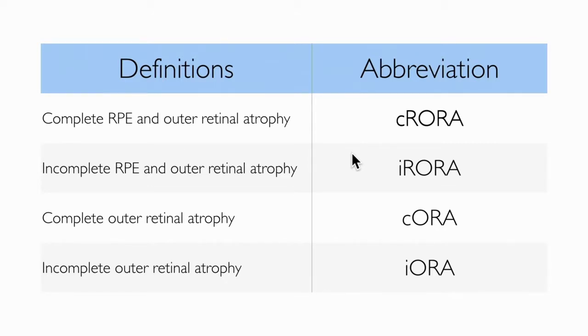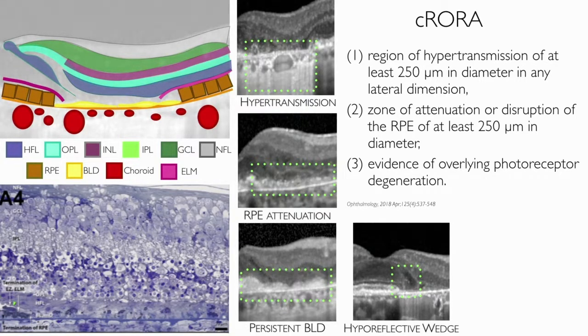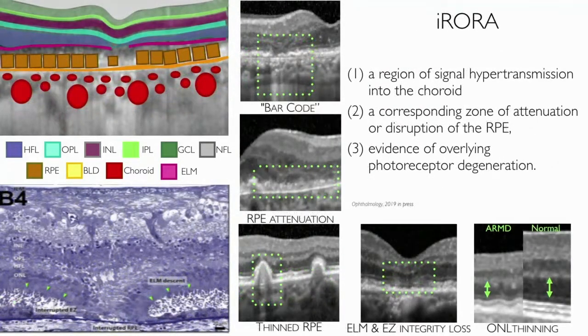In the rest of my presentation, I will focus on CRORA and iRORA because these 2 parts are published. So what is a CRORA? The CRORA is a region of hypertransmission at the structural OCT of at least 250 microns in diameter in any lateral dimension, zonal attenuation or disruption of the retinal pigment epithelium of at least 250 microns in diameter, and evidence of underlying photoreceptor degeneration. And these are confirmed by histology.